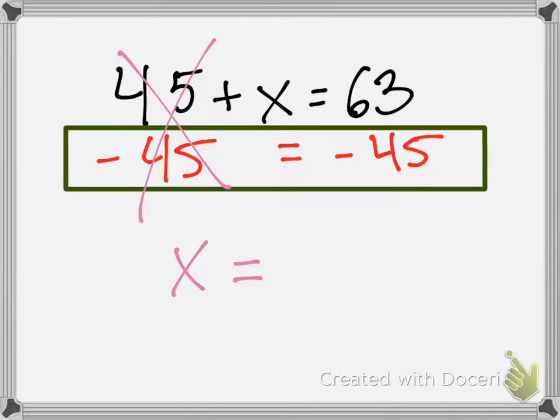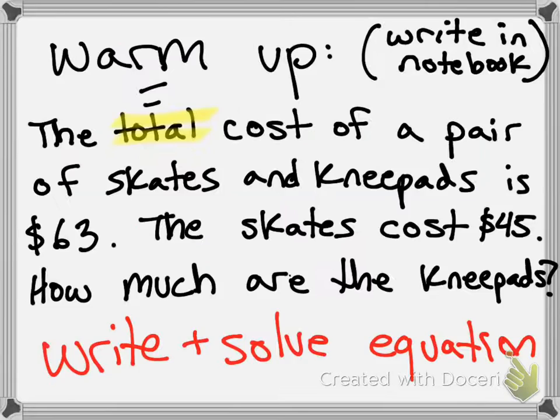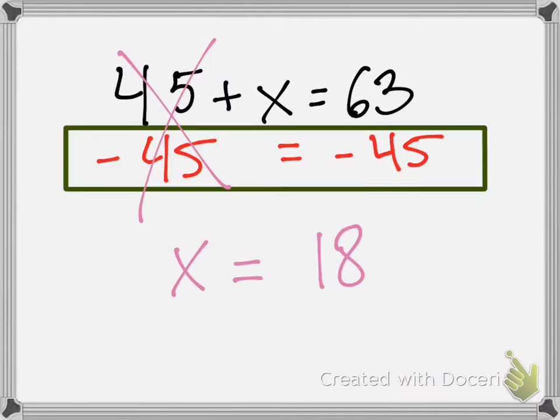Jaden. Okay, instead, I would like Romario for the answer. 18. Excellent. So we get our x equals 18. So that's how much total she spent on the knee pads.